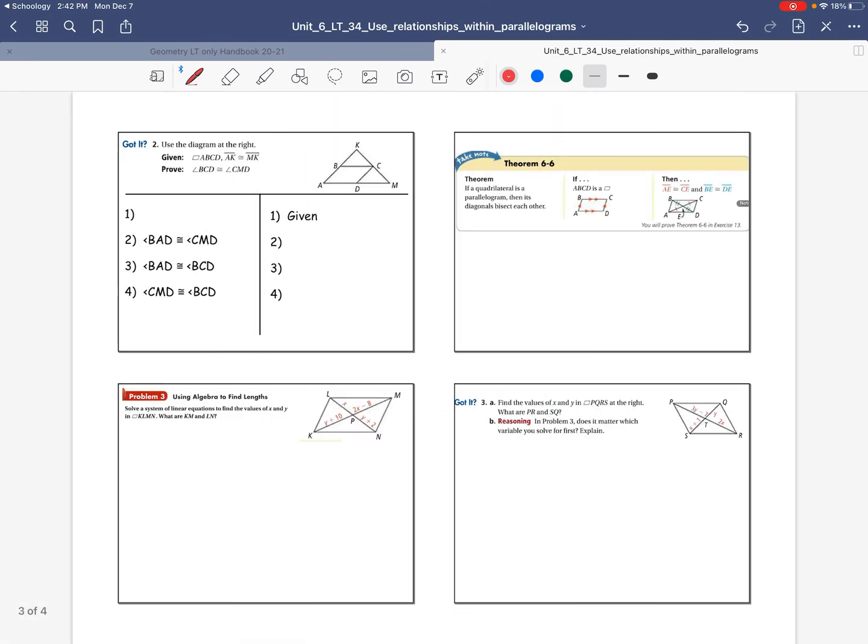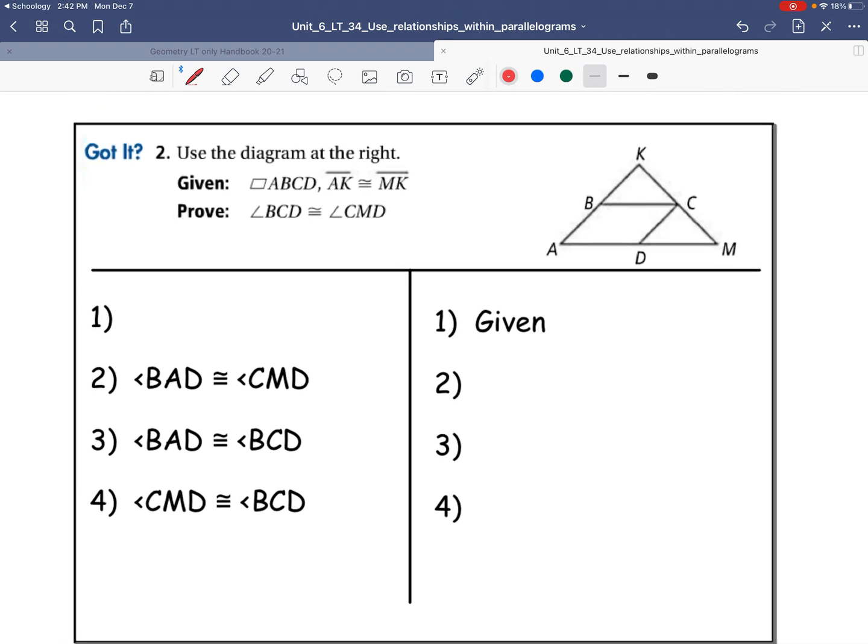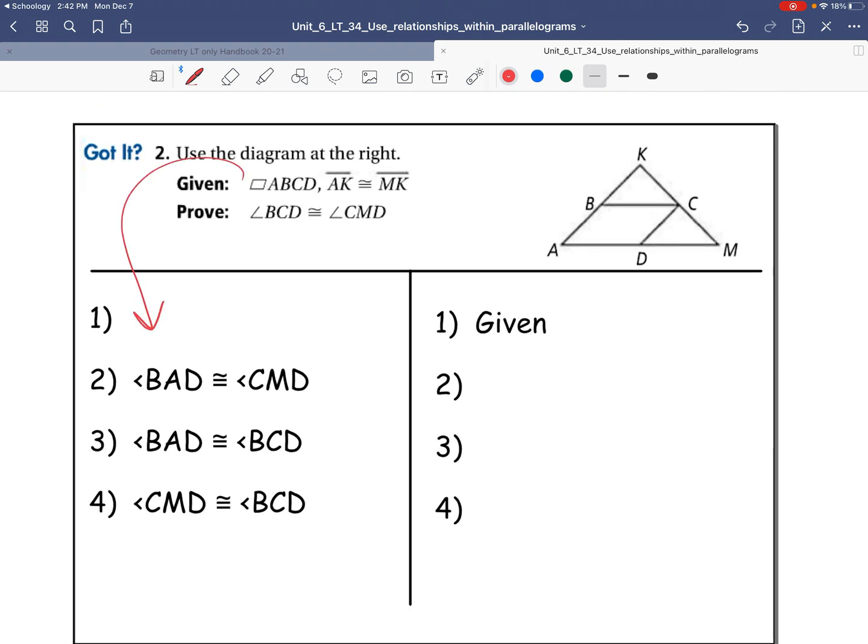All right, we're going to do another proof. Pause the movie, add these statements in your notes, and press play when you're ready to go through it.